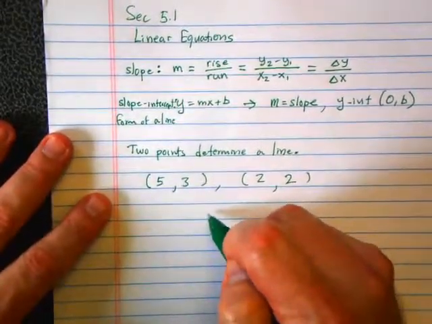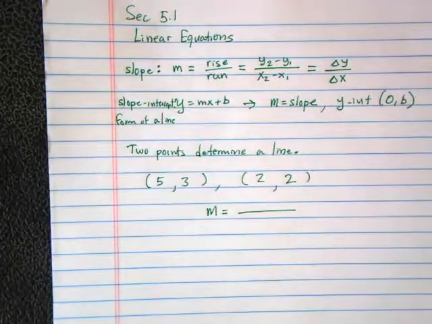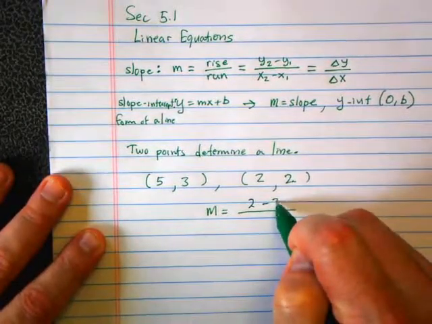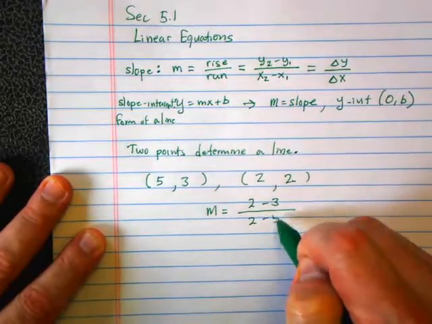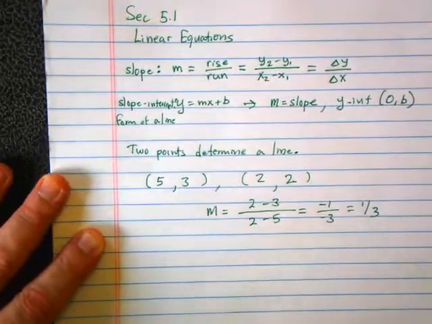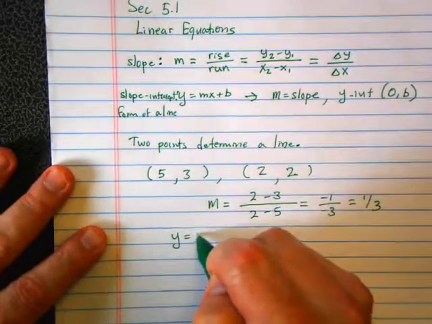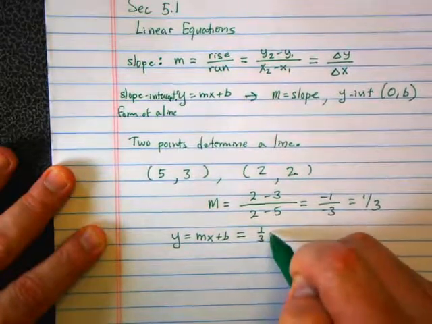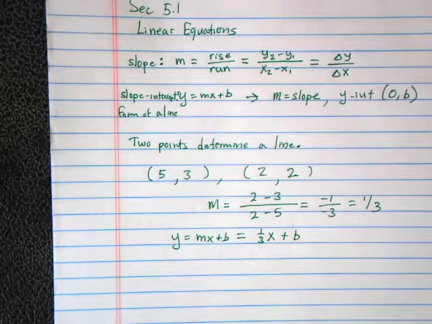Once we have 2 points, we can find the slope. M equals. Which number is y2? This 2 over here? All right, so it's going to be 2 minus 3. And then I subtract my x's. That's 2 minus 5. So that's negative 1 over negative 3. That's 1/3. All right, so y equals mx plus b. I know this is going to be 1/3 x plus b. My slope is 1/3. How do I find that b number?